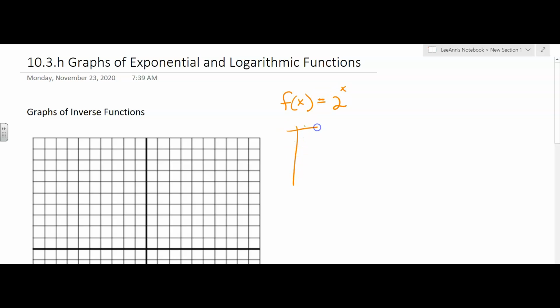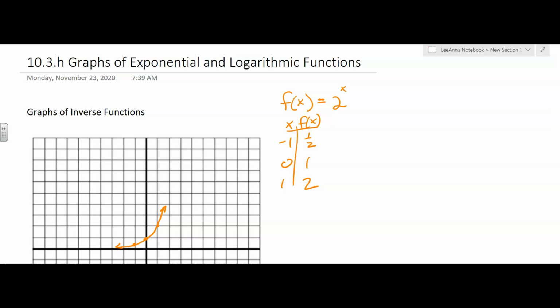We could make a little table of values. I'm just going to do a couple points. -1 would be 1/2, 0 would be 1, 1 would be 2. So it would look like this. So it's like a little graph there.